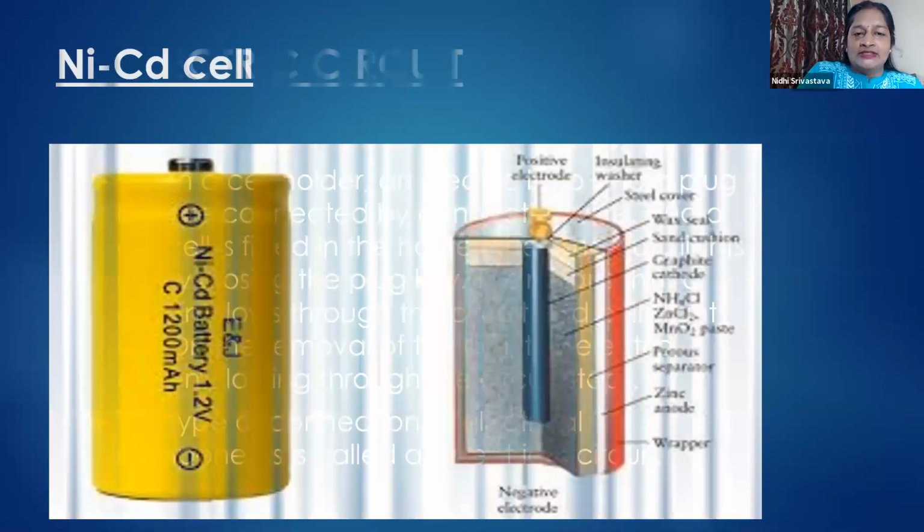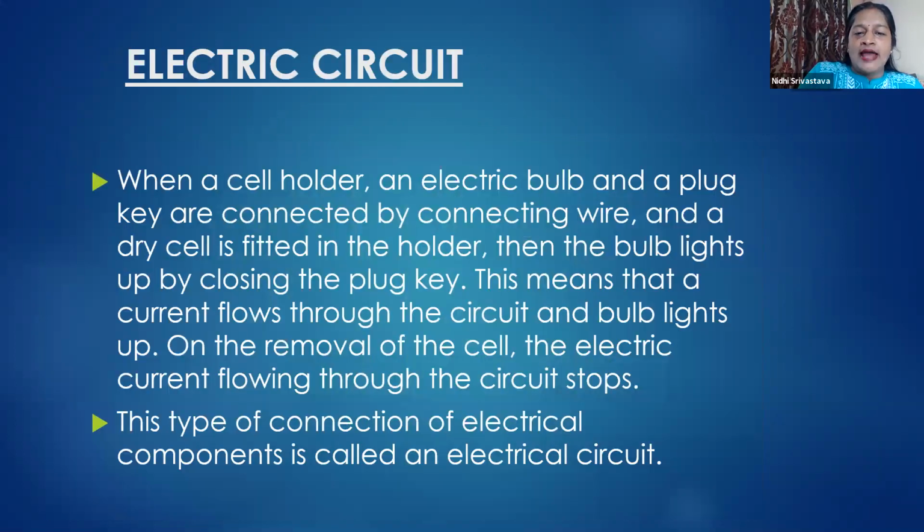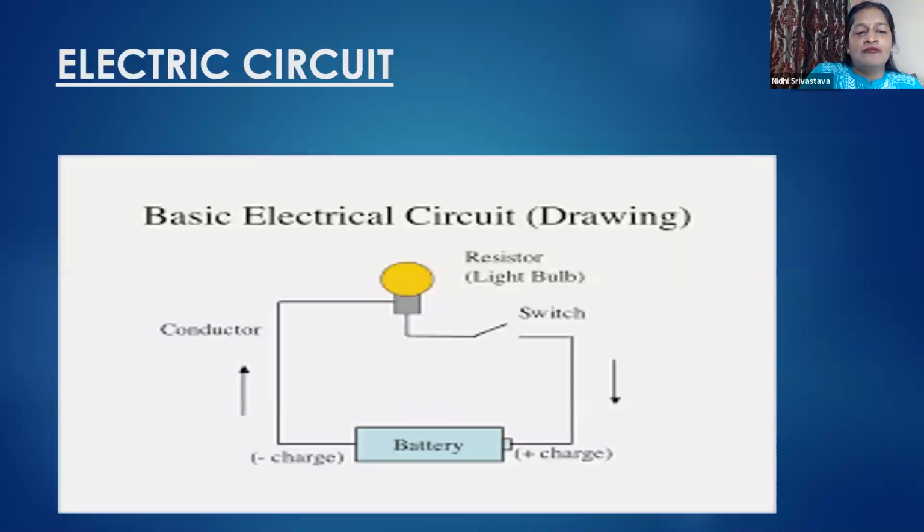Next is electric circuit. When a cell holder, an electric bulb, and a plug key are connected by connecting wire and a dry cell is fitted in the holder, then the bulb lights up by closing the plug key. This means that a current flows through the circuit and the bulb lights up. On the removal of the cell, the electric current flowing through the circuit stops. This type of connection of electrical components is called an electrical circuit. See, this is the example of basic electrical circuit.